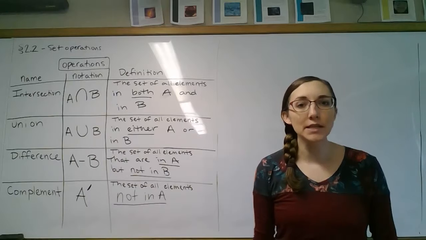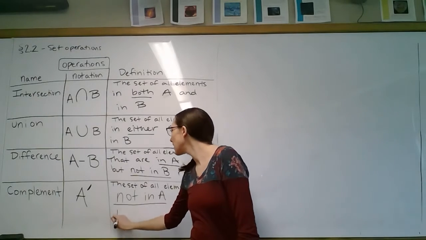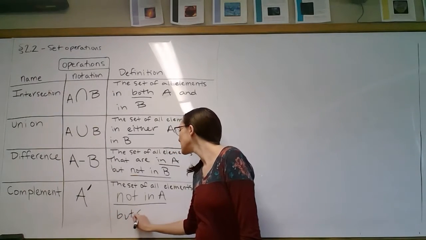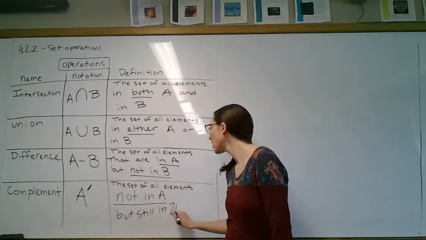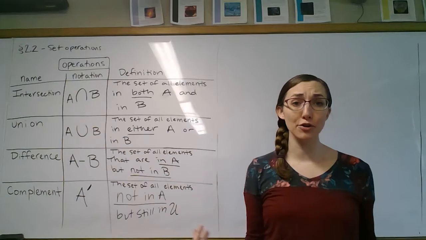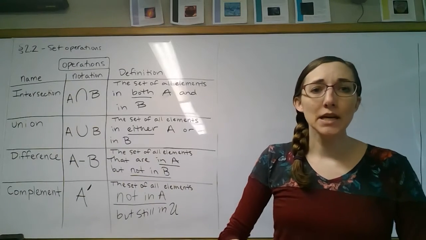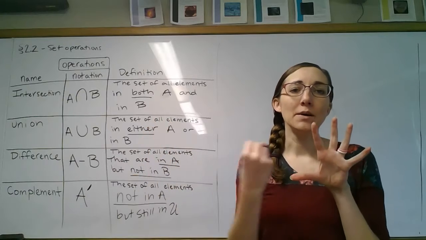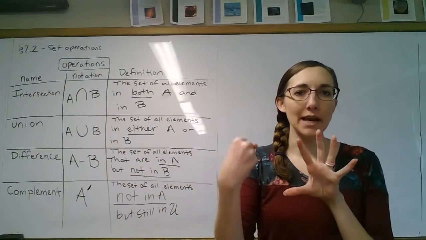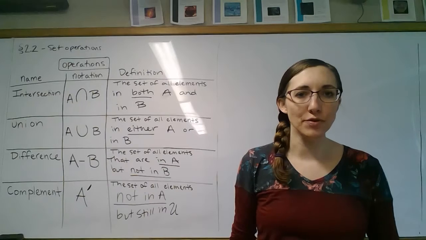Now, we do still need to be careful that we're not in A, but still in our universal set, right? We don't leave our universe. So it's basically the other half of the other elements that would be outside of the set A when we consider them in that universal set.